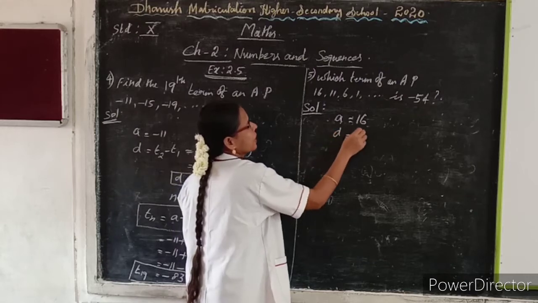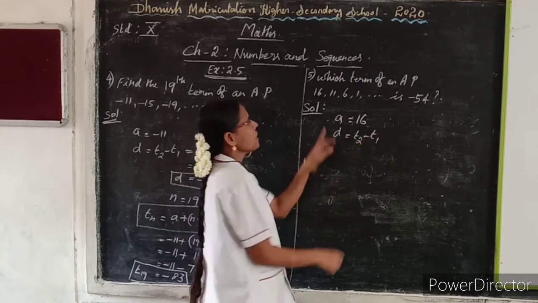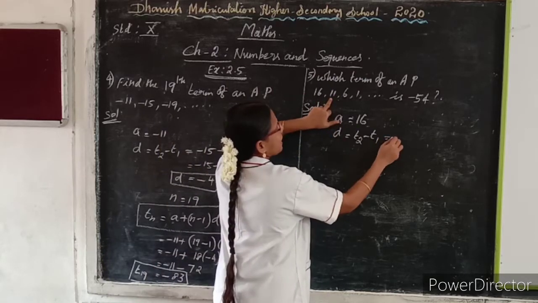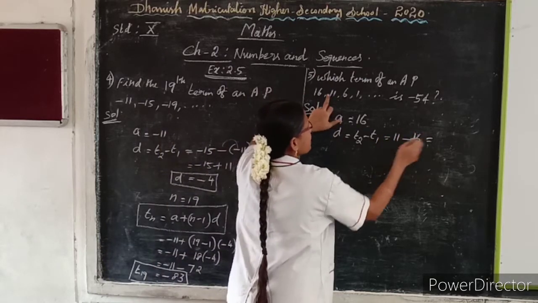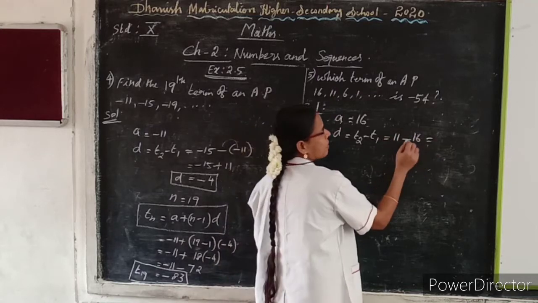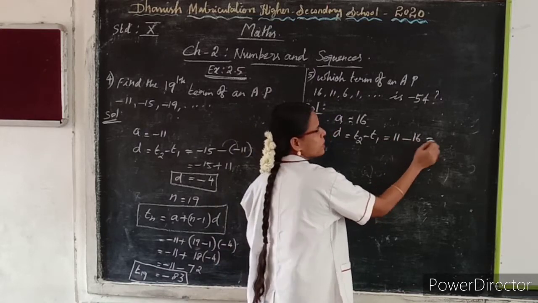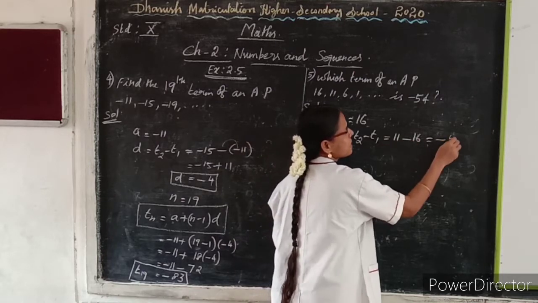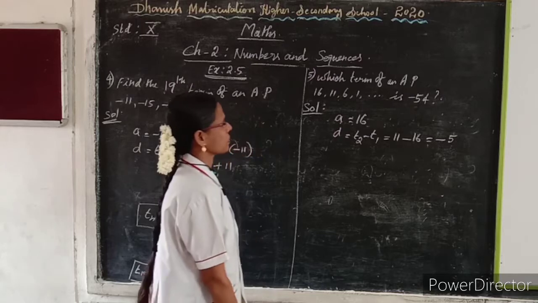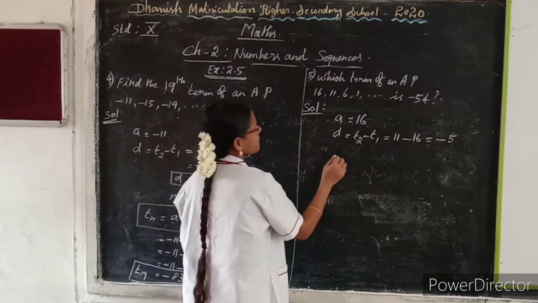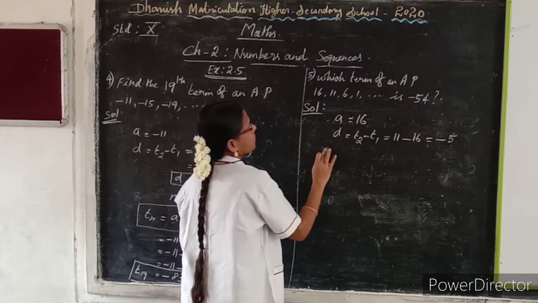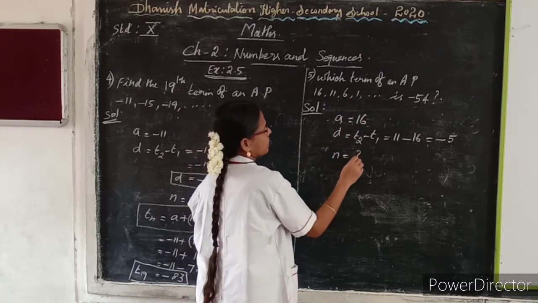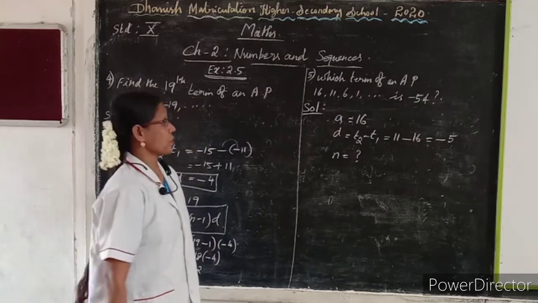D is T2 minus T1. T2 is 11, T1 is 16. So T2 minus T1, 11 minus 16 is equal to, this number is the greater number, so minus. Subtract 16 minus 11 is 5. So D is minus 5. Here, which term of the AP is minus 54? N is our question mark.